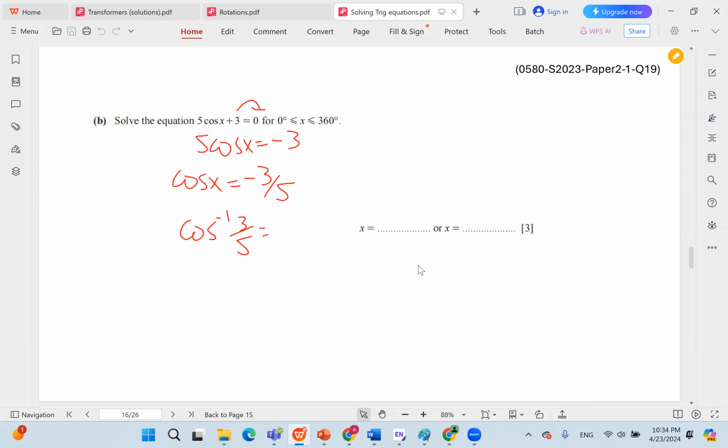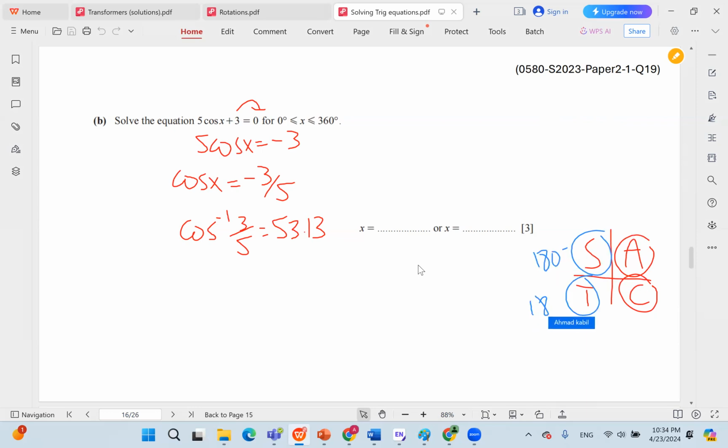a value of 53.13. Now, this is cosine and negative. So we have the asterisk rule. For cosine and positive, we would take A and C. So for cosine and negative, we would take S and T. So in this case, 180 minus and 180 plus. So we have 180 minus 53.13 and 180 plus 53.13.